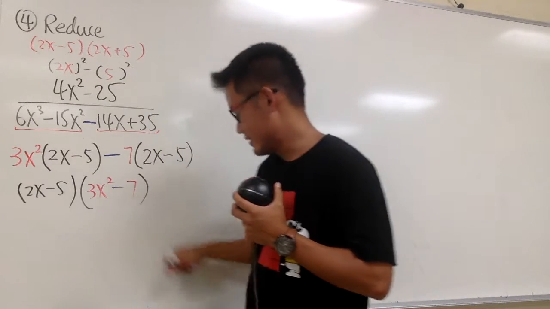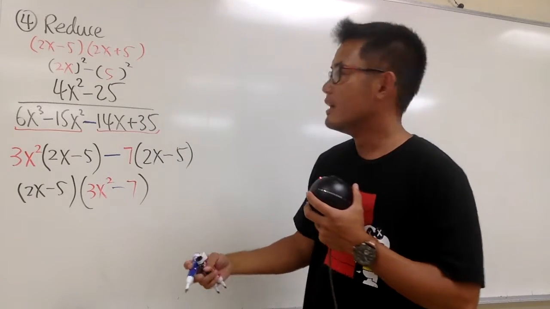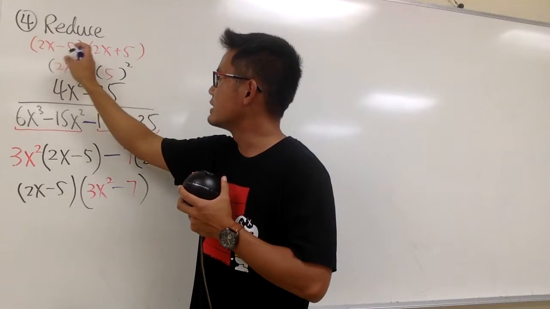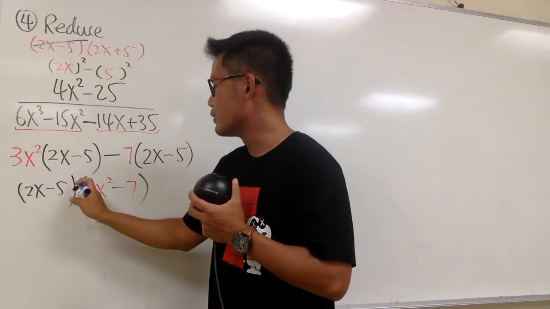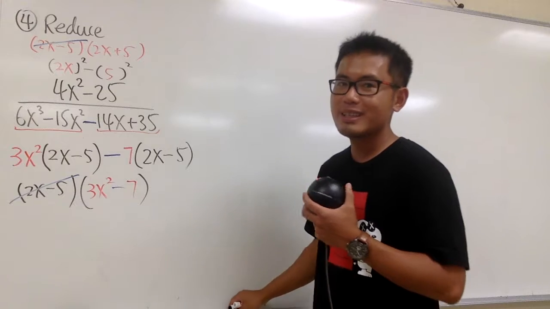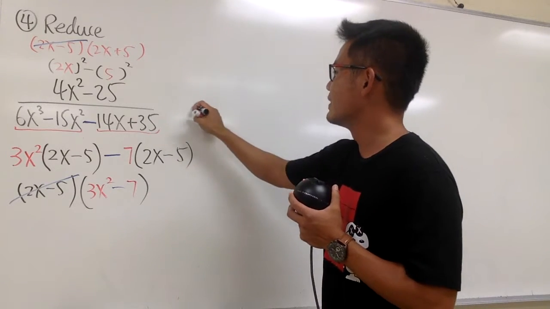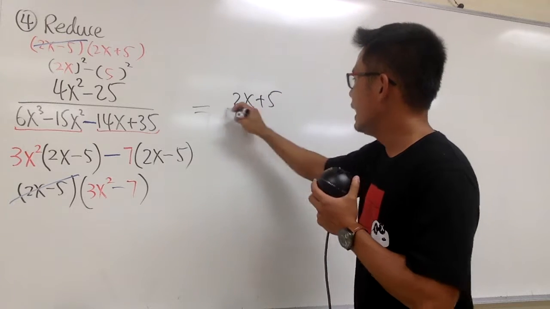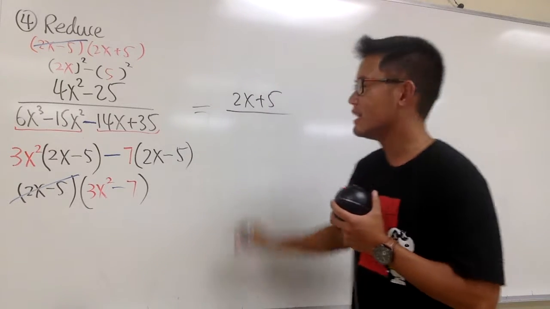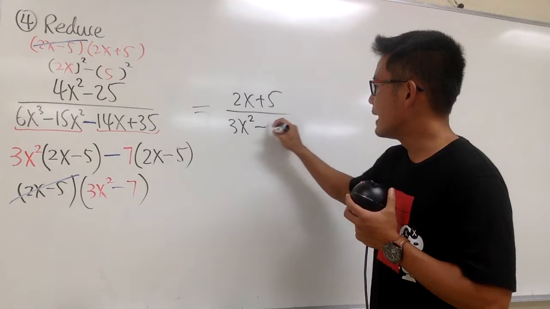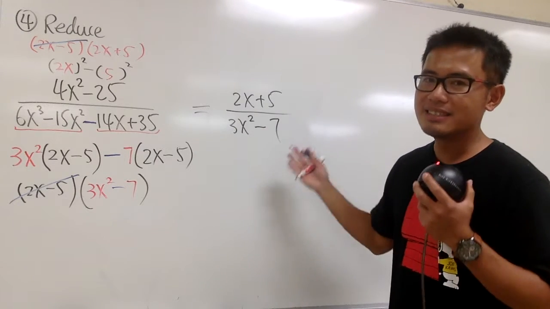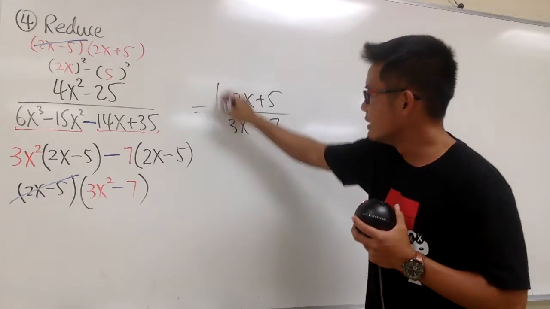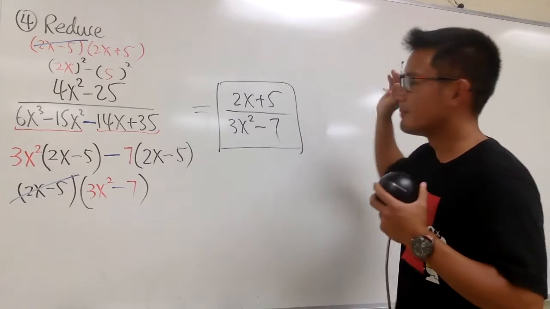This is what we're looking at on the top and on the bottom, right? Notice that we have the 2x minus 5. That's the same as this 2x minus 5, so we can cancel them out. Finally, the answer is what? We see on the top we'll have 2x plus 5. And on the bottom we have 3x squared minus 7. And this is the most that we can do. This right here will be the answer, okay?